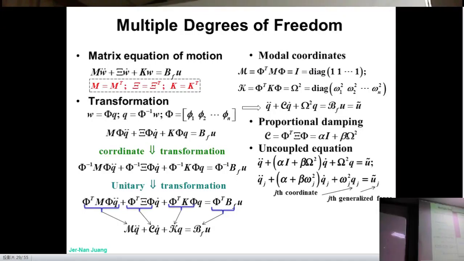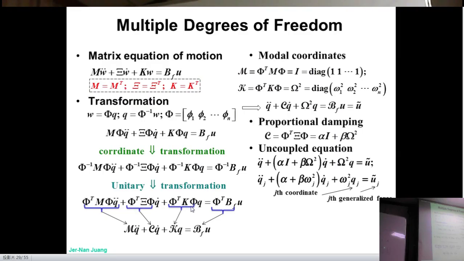This is a very interesting thing going on here. I need to explain to you. So this is why I spend a little bit of time here. Okay. Now we call this square M equal to phi transpose M phi. We call this square C equal to phi transpose E phi. We call this square K equal to phi transpose K phi.